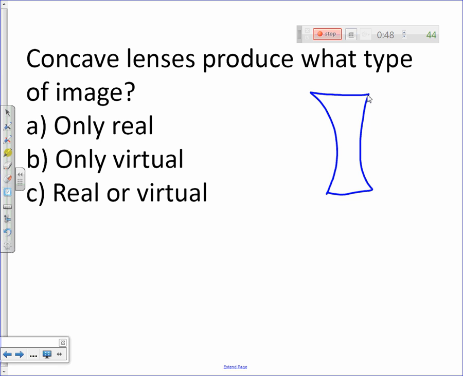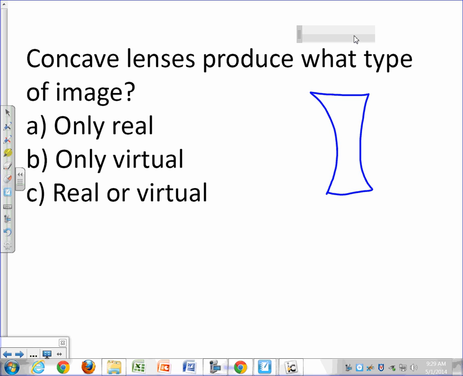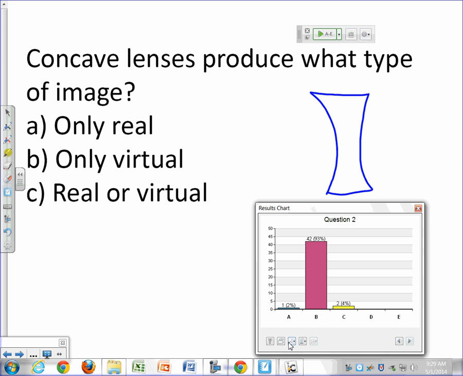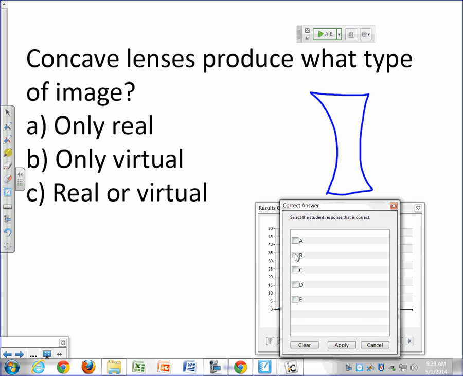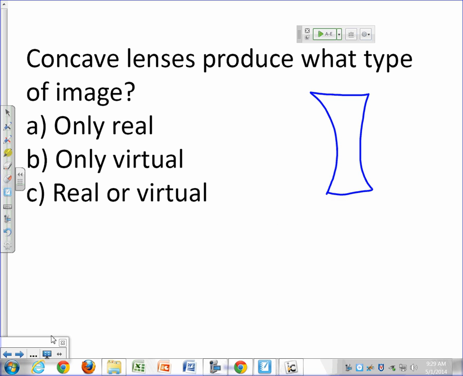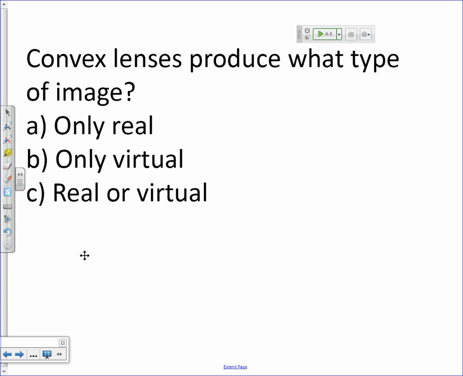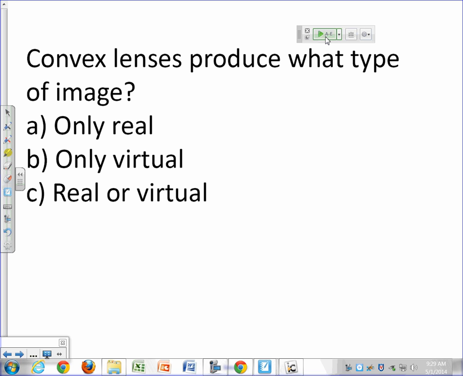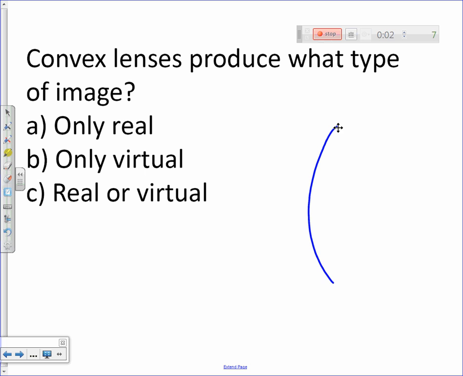All right, so a few more seconds. I'll stop at 50 or 52, let's say. All right, very good. Concave lenses only produce virtual images, only virtual. But, oh, never mind. Convex lenses produce what type of image? A convex lens looks like this. This is also called a converging lens. Only real, only virtual, or real or virtual?